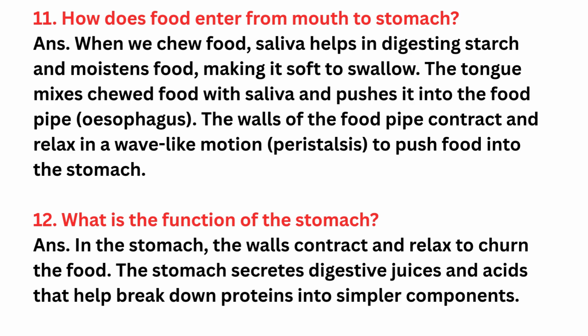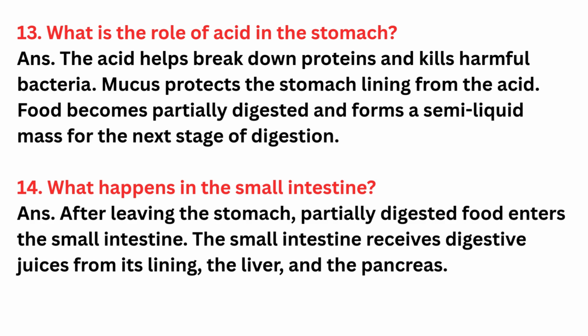Question number 12. What is the function of the stomach? Answer. In the stomach, the walls contract and relax to churn the food. The stomach secretes digestive juices and acids that help break down protein into simpler components. Question number 13. What is the role of acid in the stomach? Answer. The acid helps break down proteins and kill harmful bacteria. Mucus protects the stomach lining from the acid. Food becomes partially digested and forms a semi-liquid mass for the next stage of digestion.